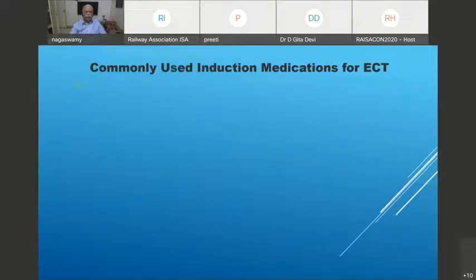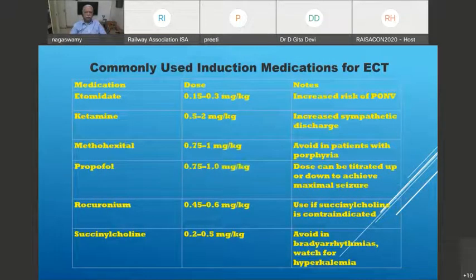So how do you commonly give that? These are the medications that can be used. All the induction agents like ketamine, etomidate, methohexital, propofol, all have been used. But ketamine is used in a very small dose, and it may increase the sympathetic discharge, so that is not ideal if a patient is already hypertensive. And propofol and muscle relaxants, suxamethonium is the commonly used, but if there is any contraindication for that, you can use rocuronium also in a smaller dosage if suxa is contraindicated.